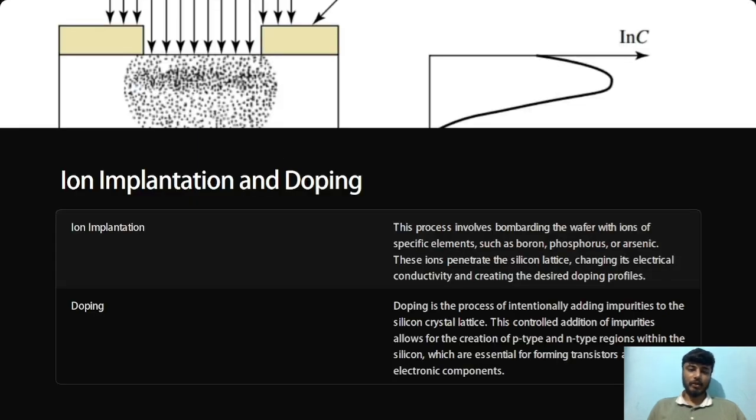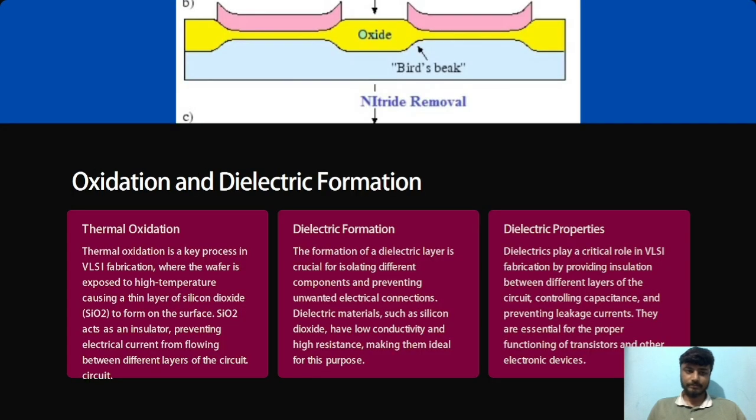Ion implantation and doping. This process involves bombarding the wafer with ions of specific elements such as boron, phosphorus, or arsenic. These ions penetrate the silicon lattice, changing its electrical conductivity and creating the desired doping profiles. Doping is the process of intentionally adding impurities to the silicon crystal lattice. The controlled addition of the impurities allows us to create the p-type and the n-type regions in the silicon, which is essential for forming the transistor and other electronic components.